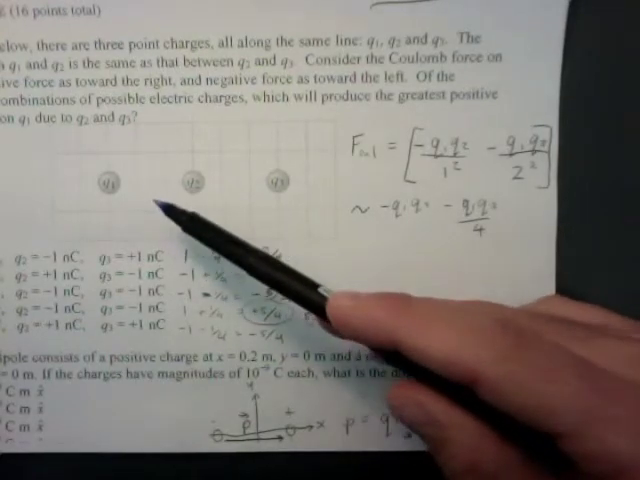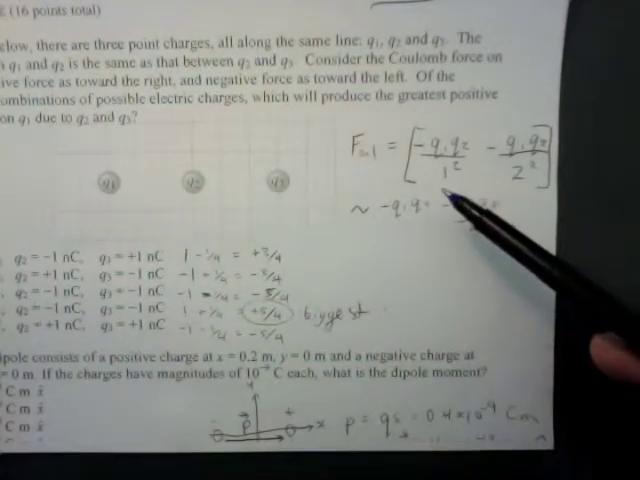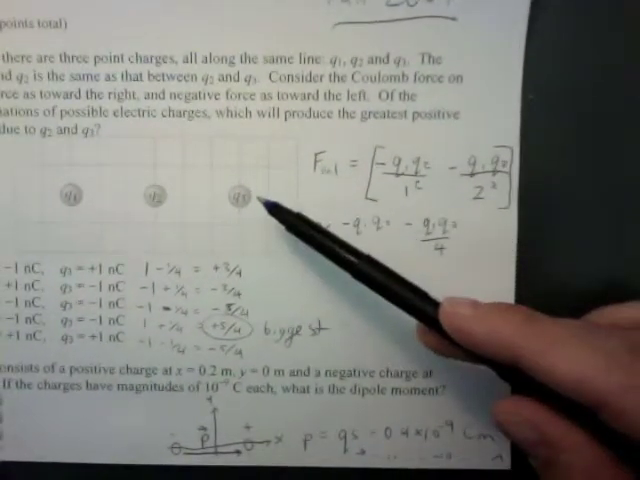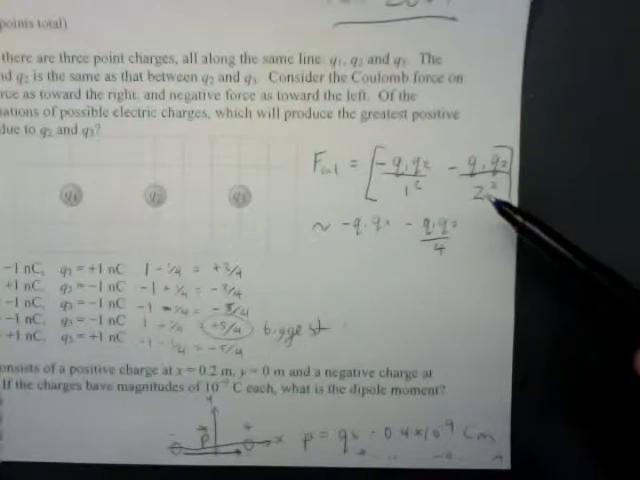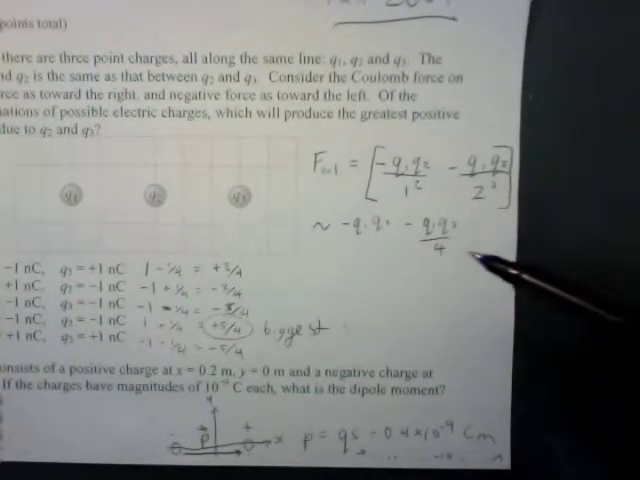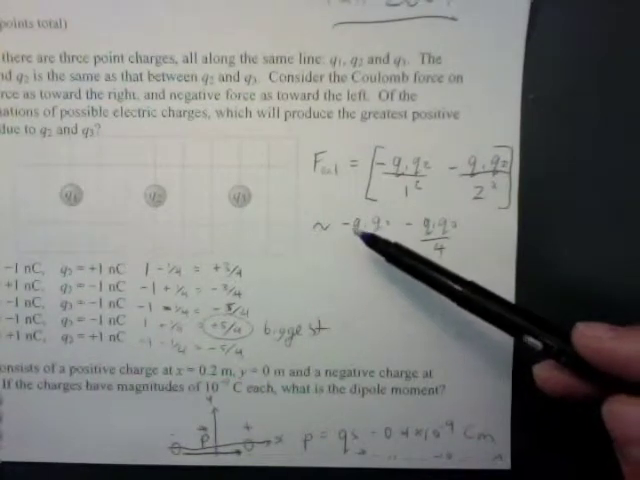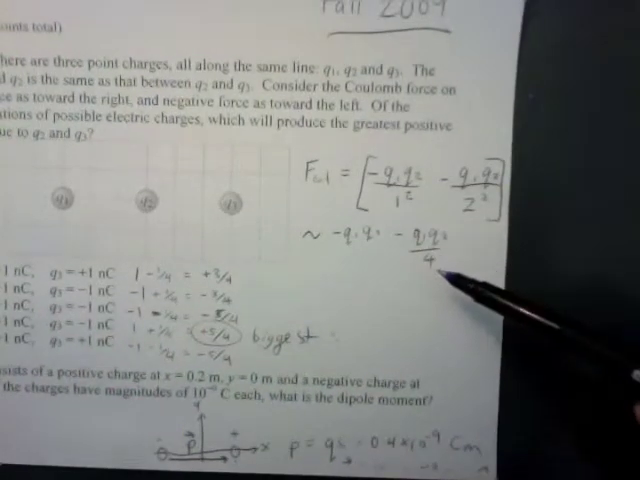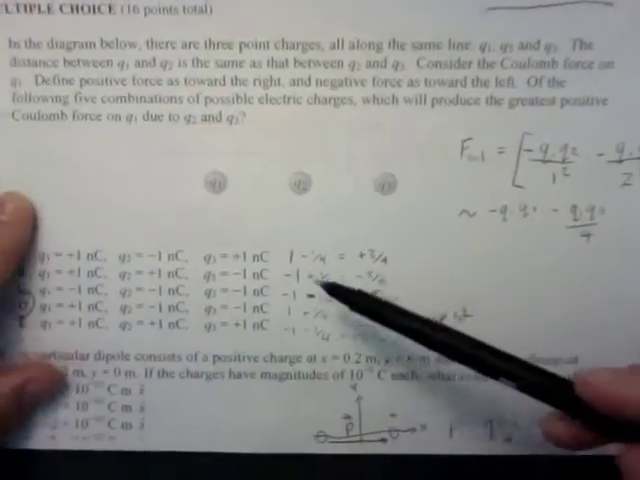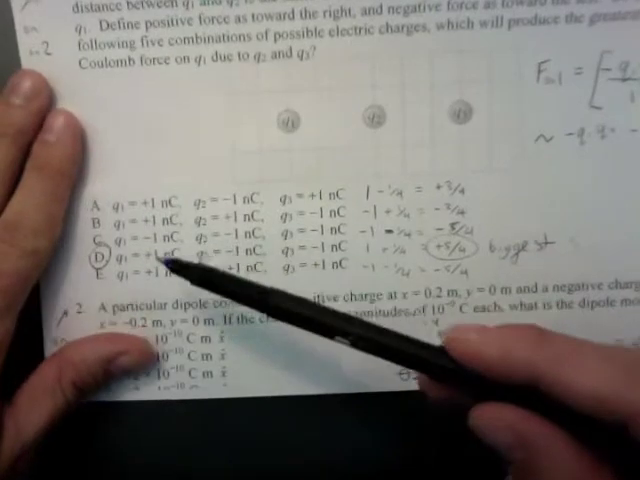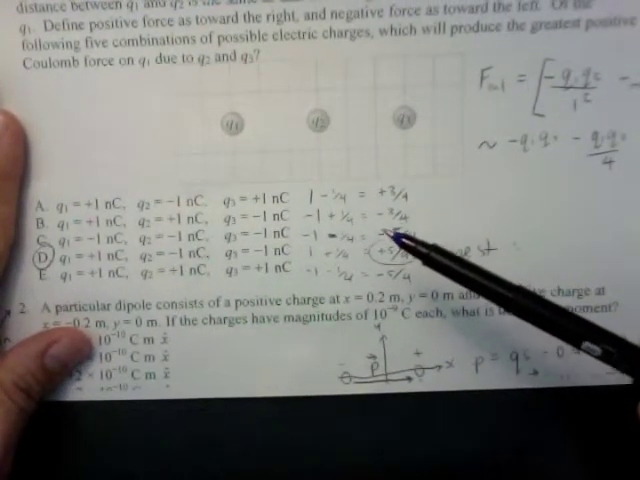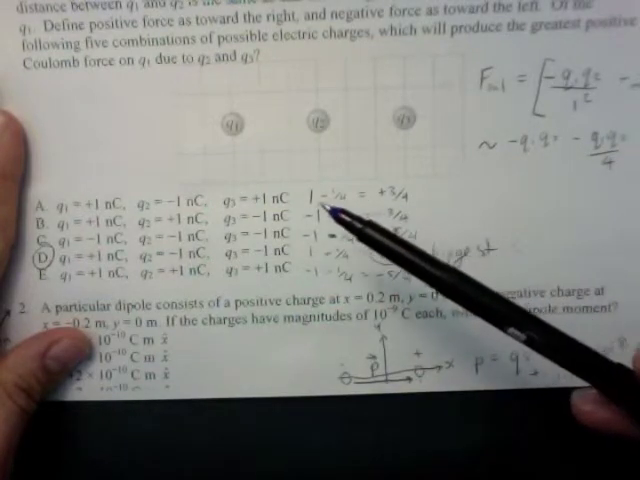and divided by the distance between them squared. So I'm going to call this 1 unit of distance, so 1 squared. And then same thing for Q3. The only difference here is that Q3 is twice as far away, so we're going to divide by 2 squared. So it's going to be proportional to negative Q1 times Q2 minus Q1 times Q3 over 4. So all we have to do is compute that for these 5 different combinations and figure out which one is the greatest positive force, so the greatest towards the right.